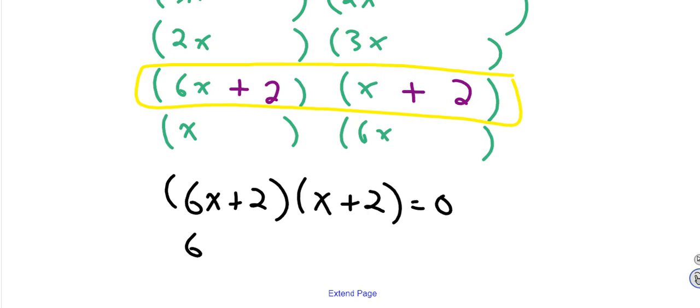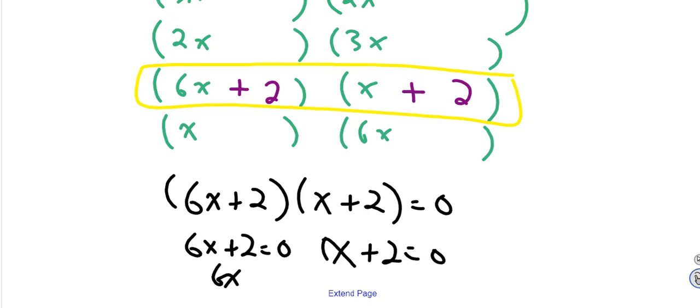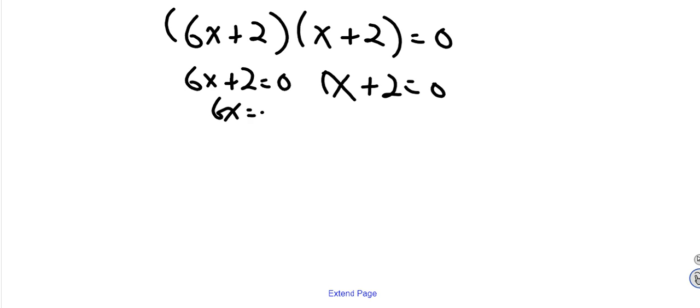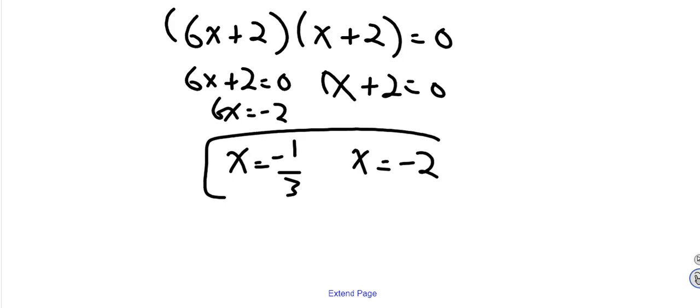So I'm going to have 6x plus 2 equals 0, and x plus 2 equals 0. So what am I going to get? I'm going to get 6x, I'm going to extend the page. 6x equals negative 2, so x equals negative 1/3. And I'm going to get my x equals negative 2. Hopefully I didn't make a mistake. If I did, good for you for catching it. And sorry I can't hear you through the video.